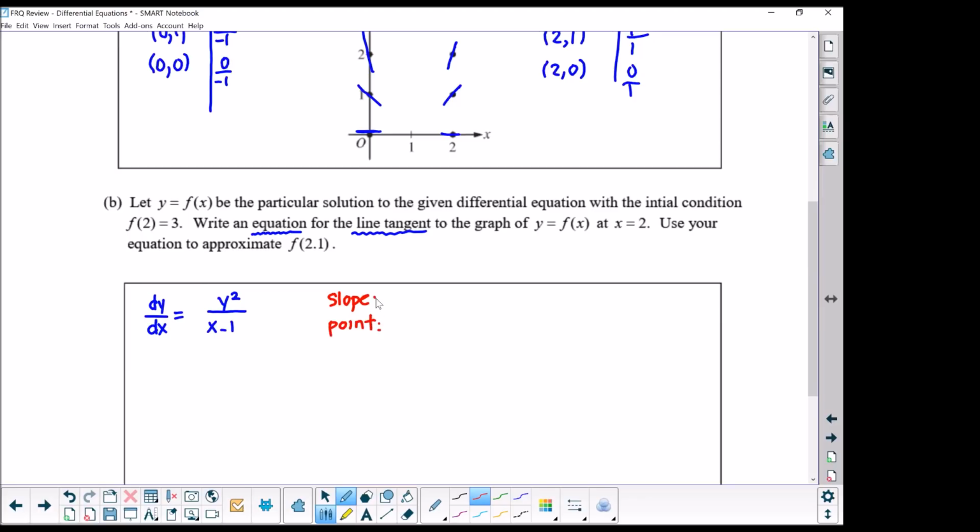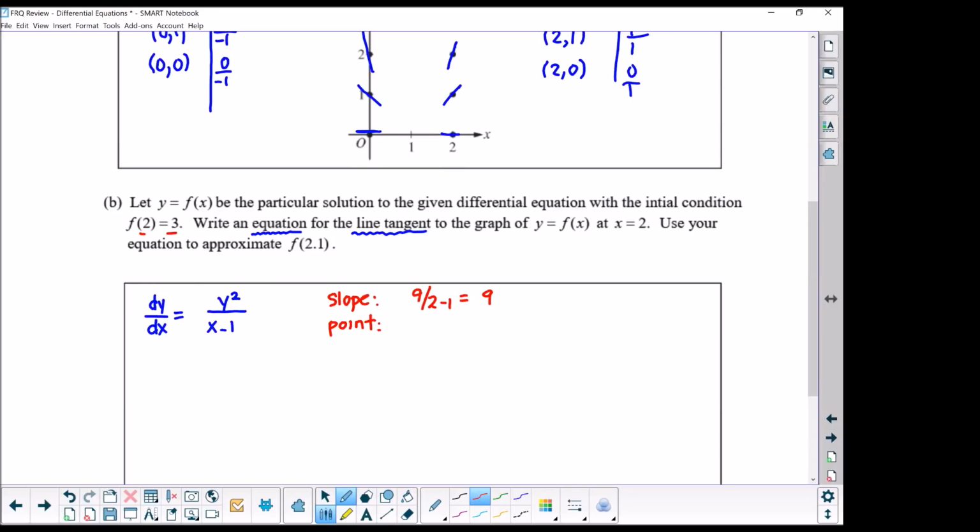You don't have to organize your work the way that I'm showing, so don't worry about that. We'll look at the scoring rubric that'll kind of award the points for the minimum output. But for the slope here, it's very likely we're going to use the derivative. That's one of the main ideas of AP Calculus, that the derivative is the slope of the tangent line. So if we do that, when x is 2 and y is 3, we're going to get 3 squared, or 9, over 2 minus 1, which is a slope of 9.